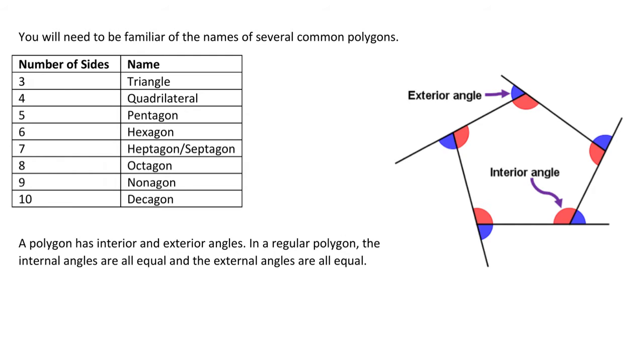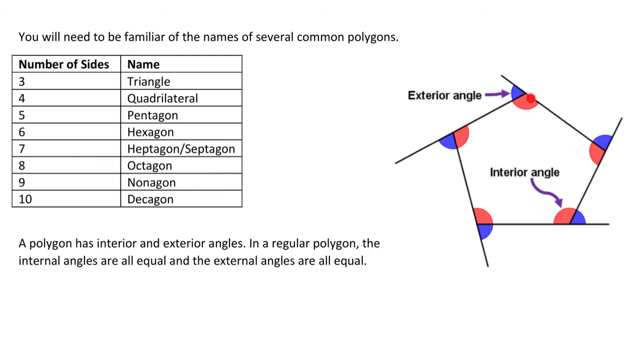Now we should be familiar with the names of many different types of polygons. So a 3-sided polygon is a triangle, a 4 is a quadrilateral, then pentagon, hexagon. Heptagon is the more common term for a 7-sided polygon. Octagon, nonagon and decagon. And a polygon has interior and exterior angles.